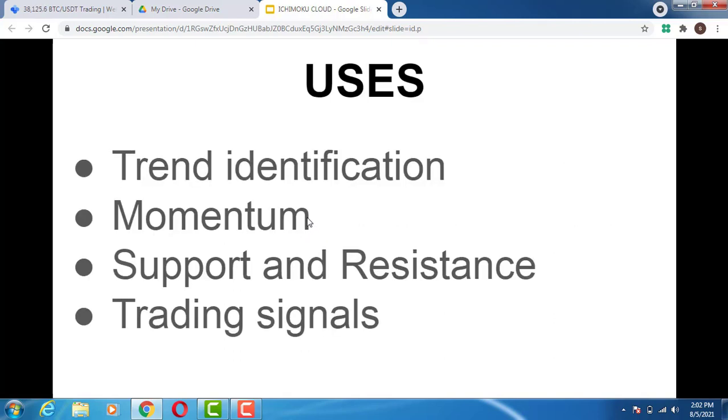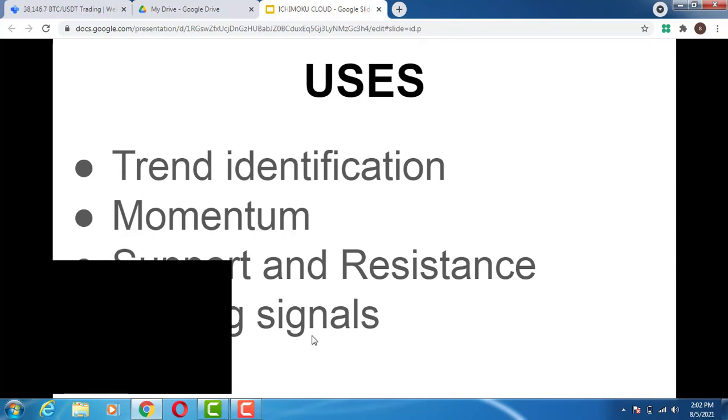First of all, the Ichimoku Cloud Trading Strategy can be used for trend identification, momentum trading, and to recognize support and resistance levels, and it can also be used for trading signals. So it can also give you points to trigger your trade in the market.